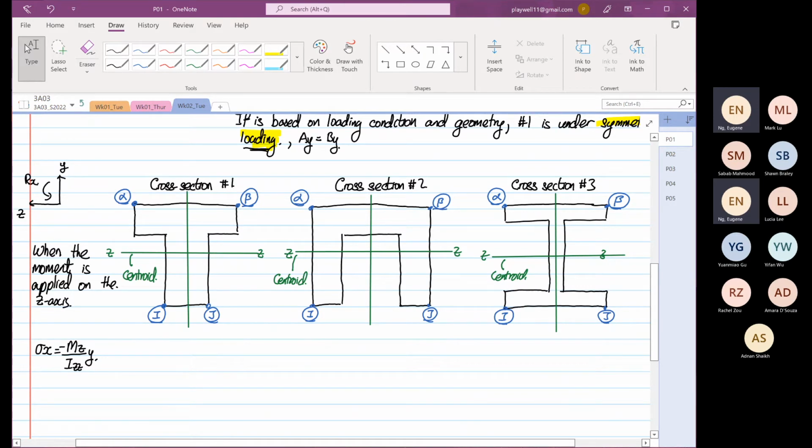I want you to focus on the formula where stress X is equal to minus Mz over Izz multiplied by y. I will further elaborate that these are all your y distances relative to the centroid, along the z-axis. Okay, which one is under symmetrical loading? Anyone? Let's start with which one is under symmetrical loading: cross section 1, cross section 2, or cross section 3?